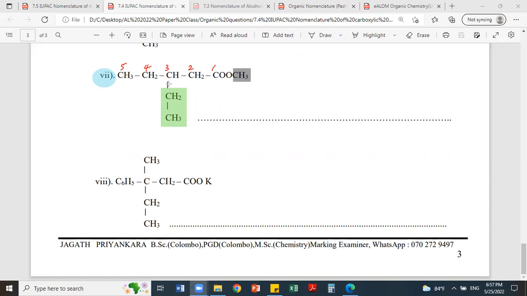Okay, you have given methyl space 3-ethyl pentanoate. Correct. Very good. The answer is correct. So I'll write it down. Methyl space 3-ethyl pentanoate.